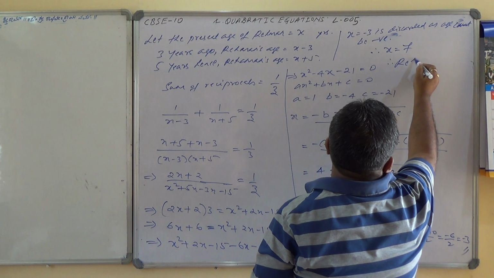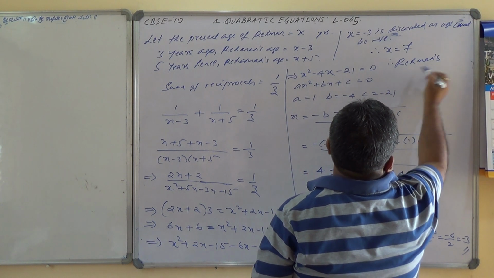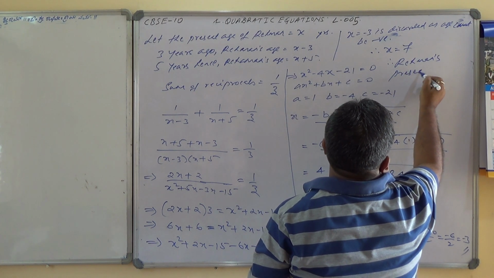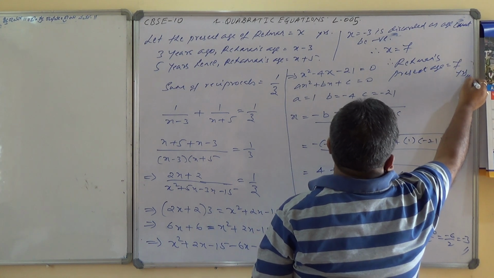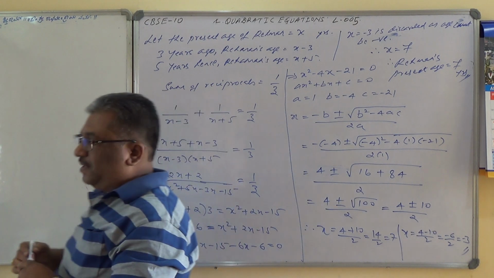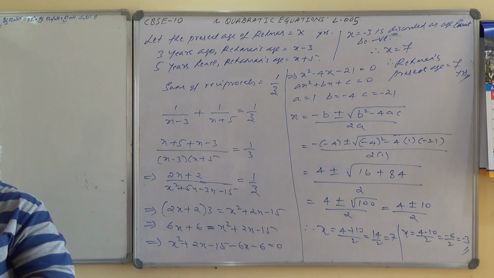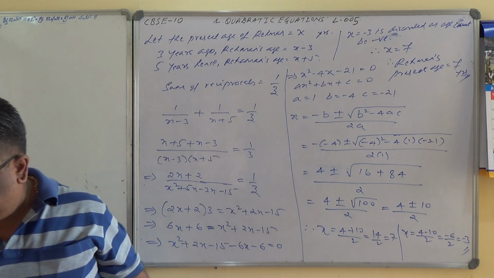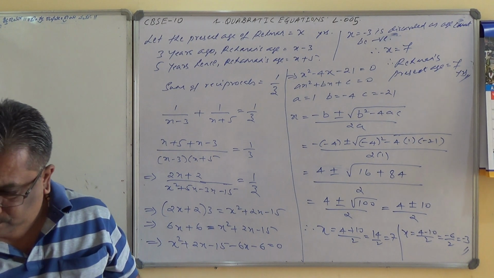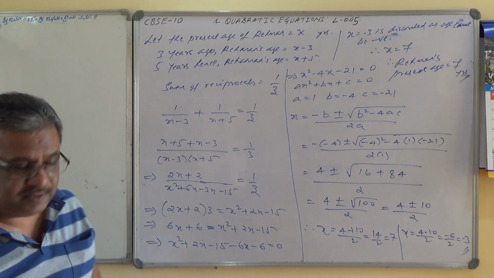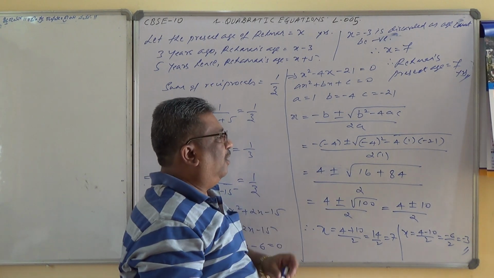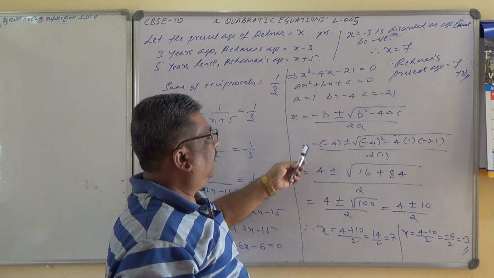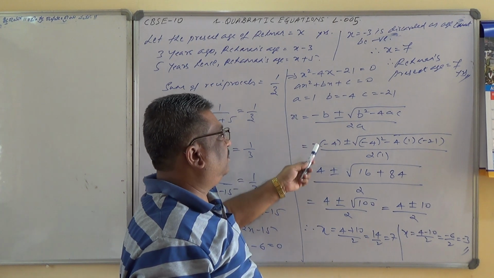Therefore, Rahman's present age equals 7 years. Let me check whether it is correct or not. Yes, x is equal to 7 years. It is correct. So, I hope you are understanding how easy it is to solve quadratic equations using the quadratic formula.